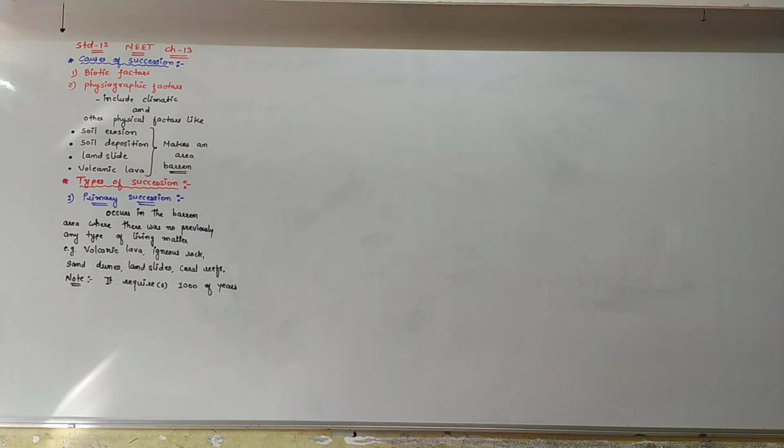Primary succession occurs in a barren area where there was previously no living matter. For example, volcanic lava, igneous rocks, sand dunes, landslide and coral reef. But remember that primary succession requires a minimum of 1000 years. Second is secondary succession.